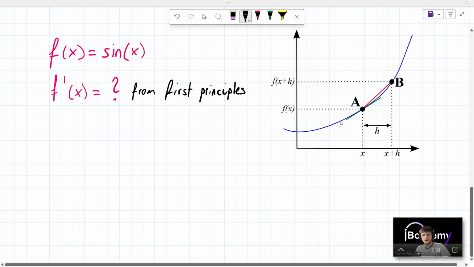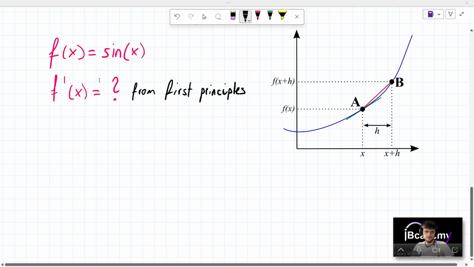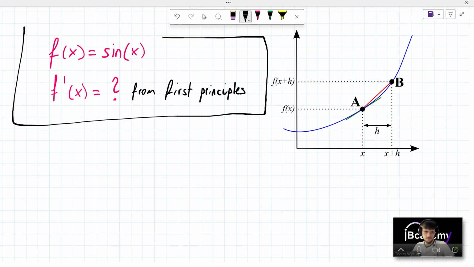So we're doing another example of differentiation from first principles. So finding the formulas for derivatives of functions whose formulas we know we're given. And in this case, we'll try and find an expression for the value of the gradient of the function y equals sine of x.